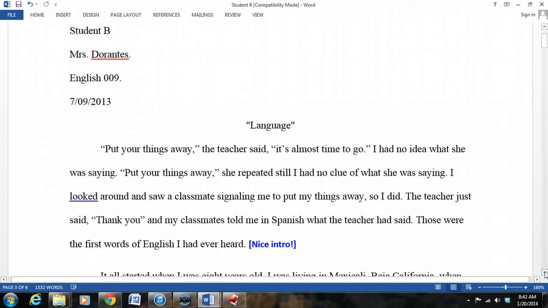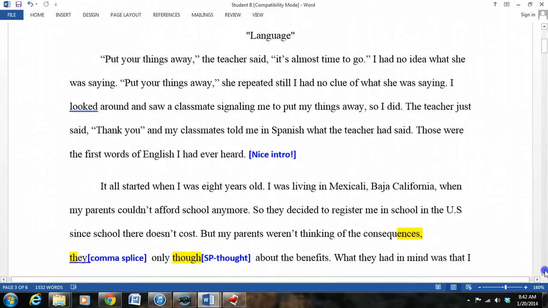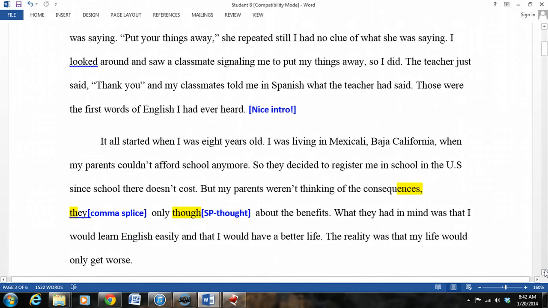So student B has a nice introduction. It starts out with a dramatic moment. "Put your things away," the teacher said. "It's almost time to go." So that was a nice, strong introduction. So this student will get full points for that introduction.